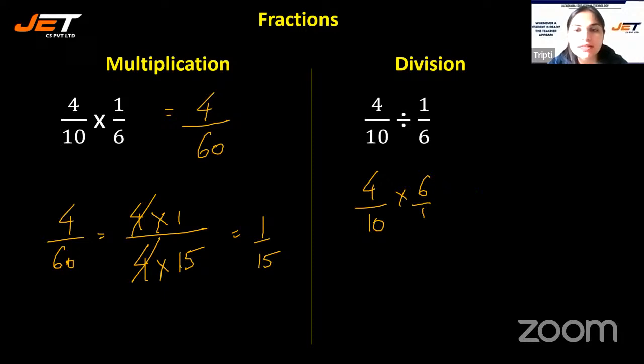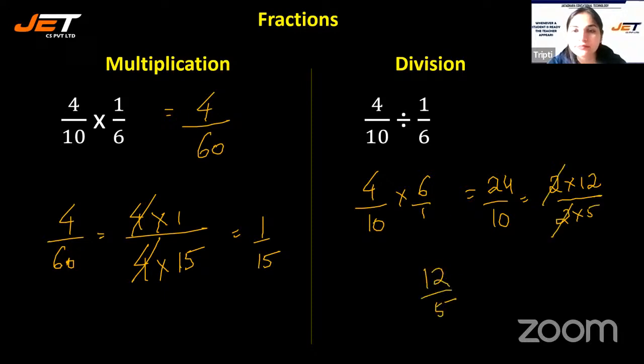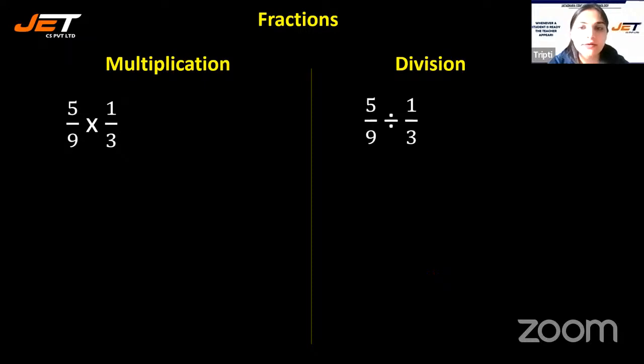Now here 4 times 6 is 24 and 10 here. I can write it as 2 times 12 and 2 times 5. So 12 by 5. That's the answer. Let's go on to the next one.